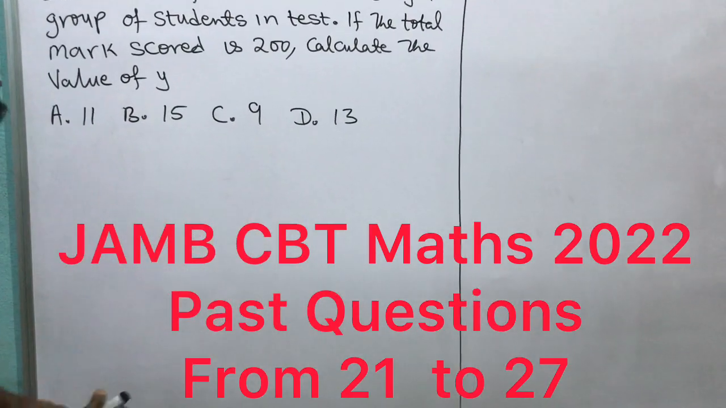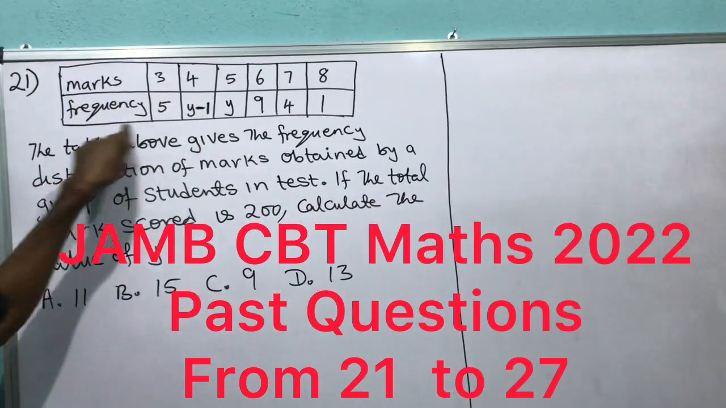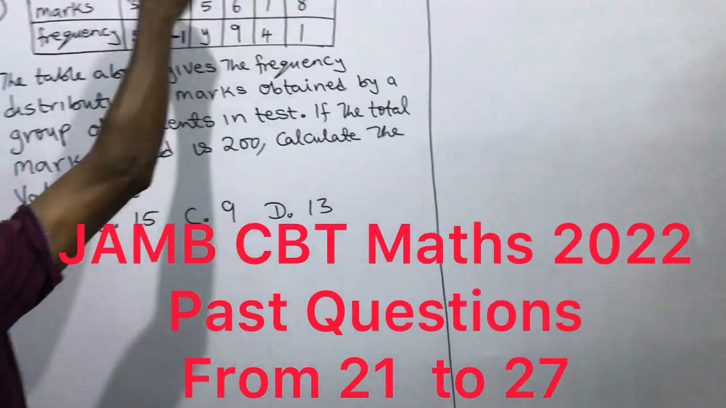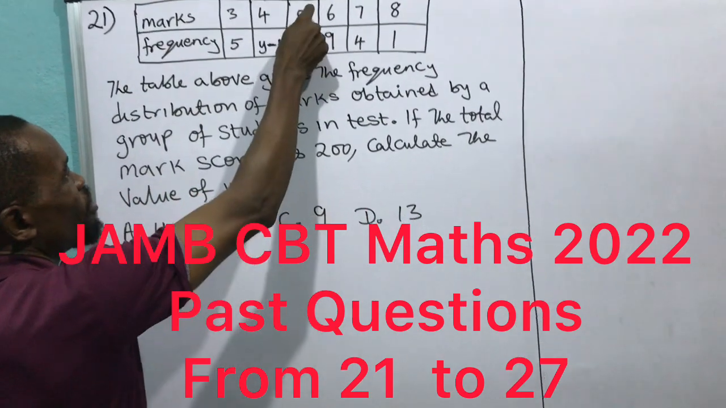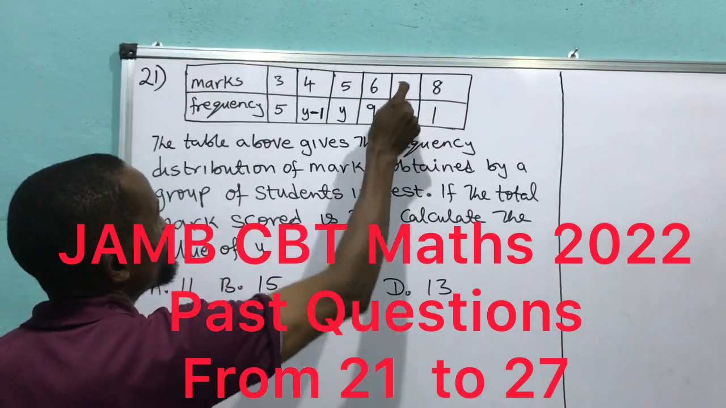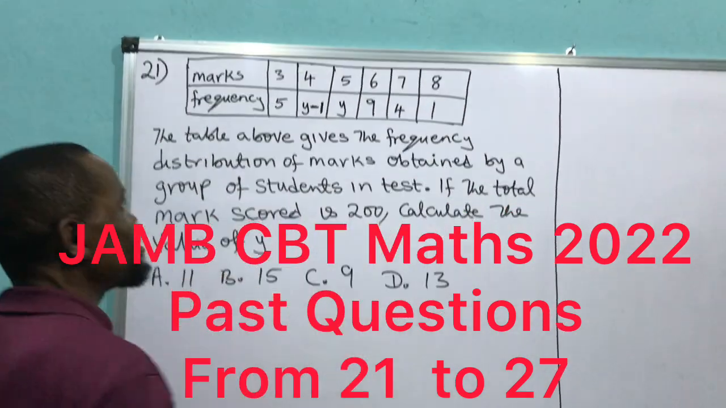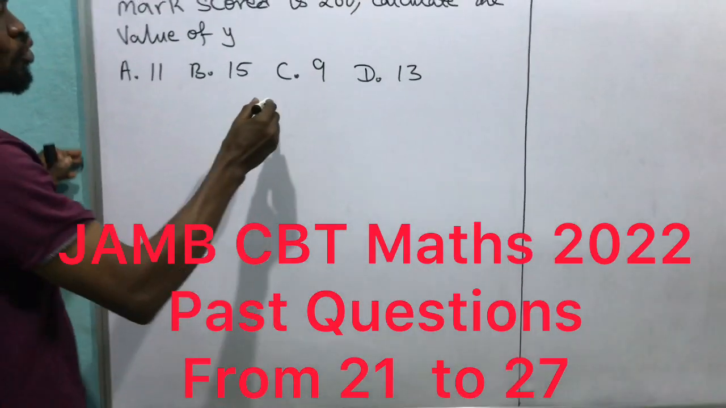This is the option given to us, and look at the table. This is the mark, this is the frequency. This frequency is the number of people that got 3 marks, the number of people that got 4 marks, 5 marks, 6 marks, 7 marks, and 8 marks. So that's the frequency for you. Now we can go to the solution.